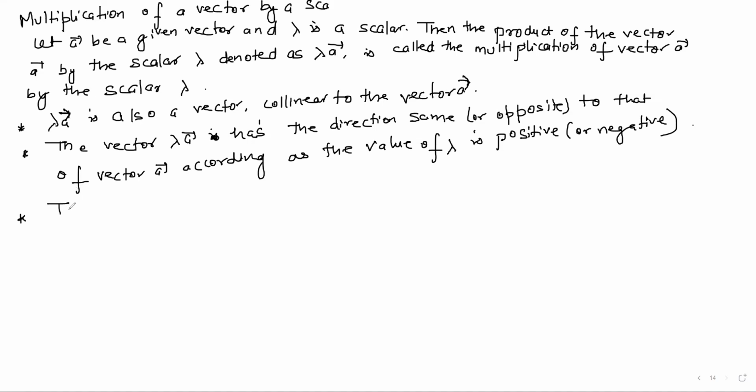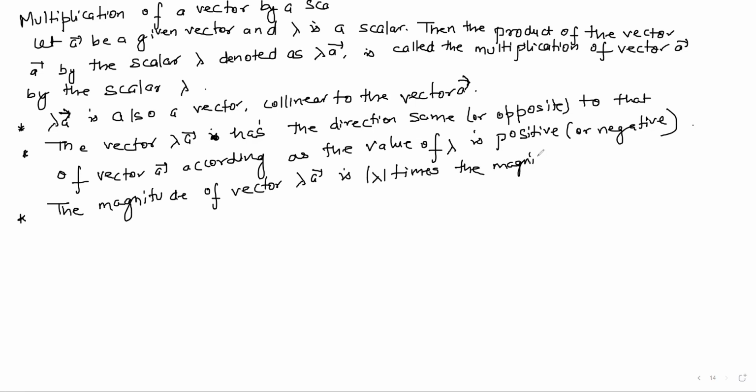And the third point is the magnitude. The magnitude of vector lambda A is lambda times the magnitude of vector A. Okay, so magnitude of lambda A is equal to magnitude of lambda times magnitude of A. Okay, I hope this is clear to everyone. So please note down this.